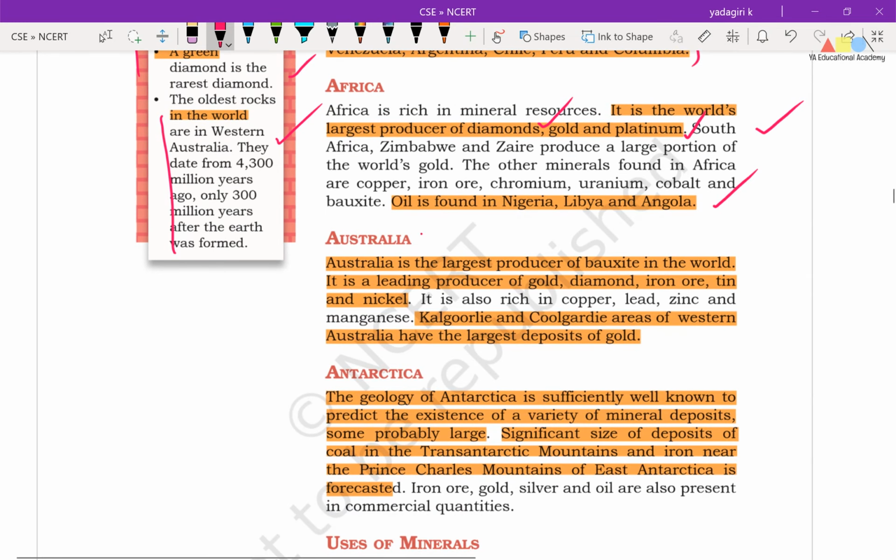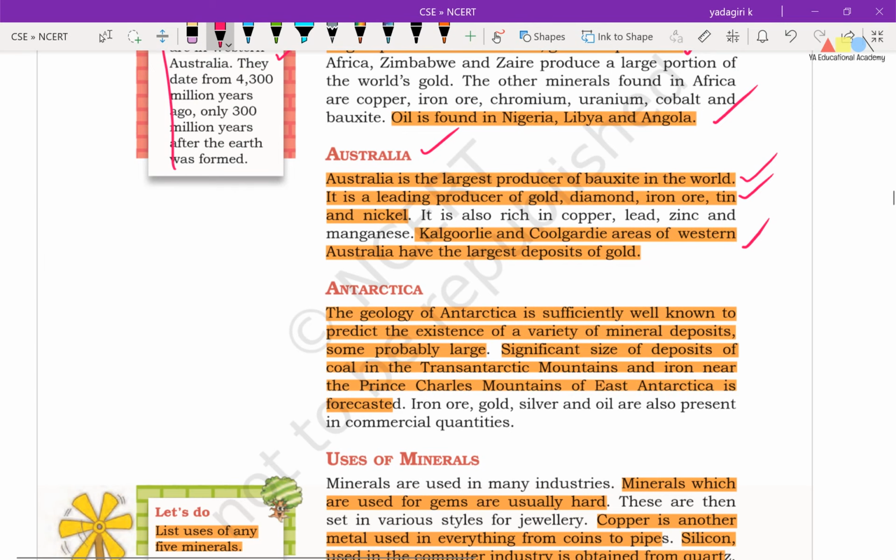Friends, similarly, we will see the mineral distribution in Australia. Australia is the largest producer of bauxite in the world, and it is a leading producer of gold, diamond, iron ore, tin and nickel. Friends, Kalgoorlie and Coolgardie areas of Western Australia have the largest deposits of gold.